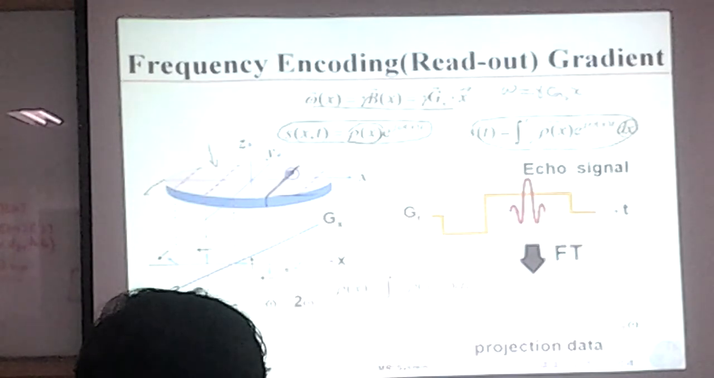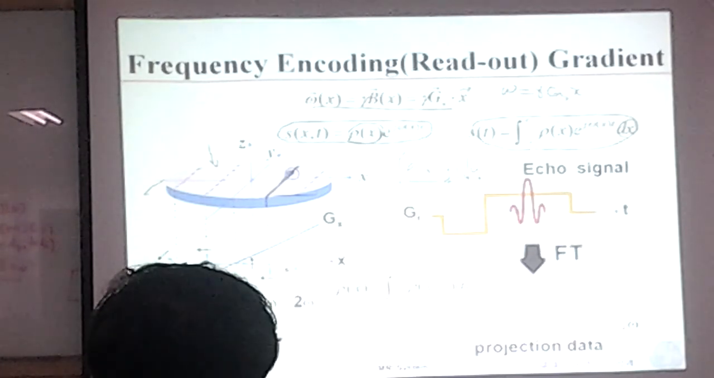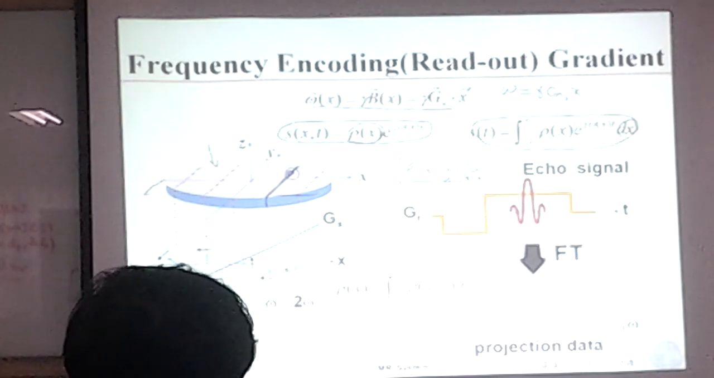So the echo signal has the integration form in the x direction, and the rho x is the integration form rho x comma y dy. That means the projection data in the y direction. So the acquired signal has the form like this.